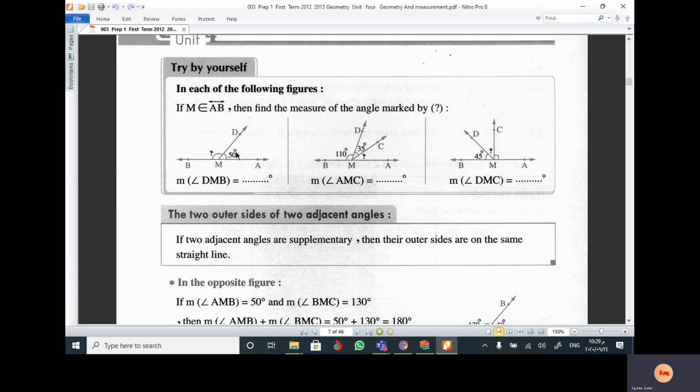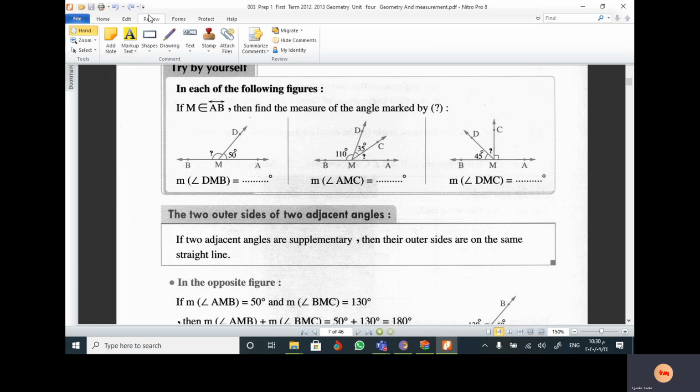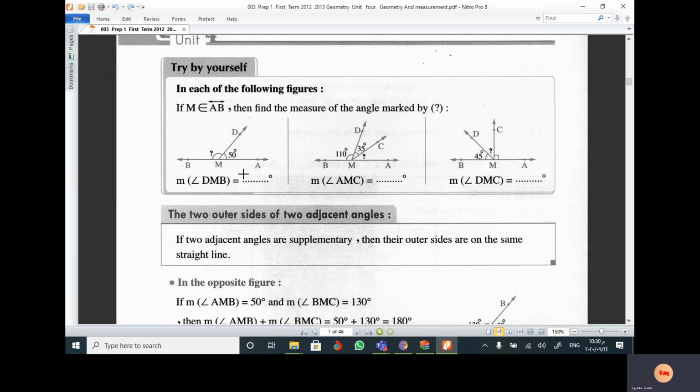This angle is 50, and the two angles are drawn on a straight line and on one side of it. These two angles are supplementary. Their sum is 180. To find this angle, you will subtract 180 minus 50. You will get 130.